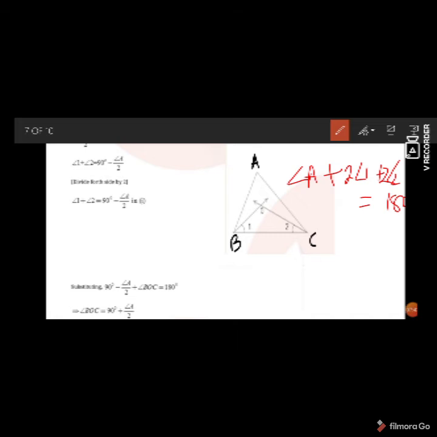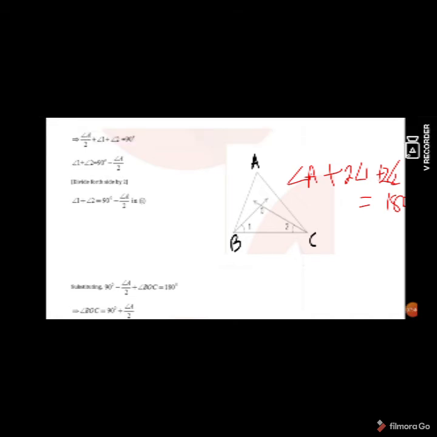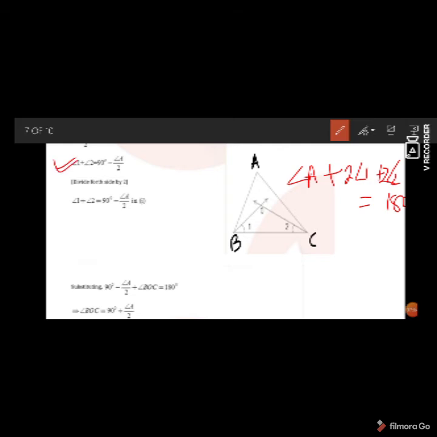Now this full equation is divided by 2. So we will get angle A by 2 plus angle 1 plus angle 2 is equal to 90 degrees. Now transposing angle A by 2, angle 1 plus angle 2 is 90 degrees minus angle A by 2. Now in the first equation we have angle 1 plus angle 2 plus angle BOC is equal to 180 degrees from the first triangle that we have considered. So in that triangle we are substituting this part with 90 degrees minus angle A by 2.